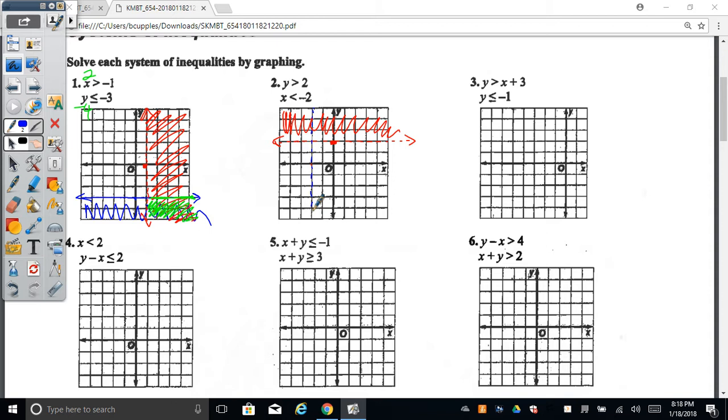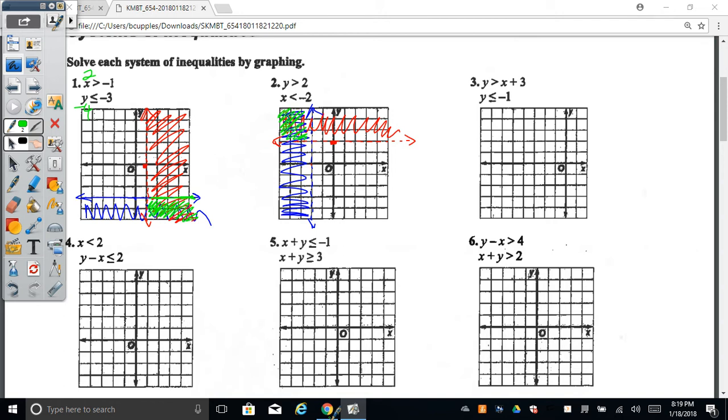Dotted line again. And this time we're going less than. So I'm going to shade in the less than here. So what's the answer? The answer in this case is everything inside this box here, but not including either line because they're both dotted. Okay?